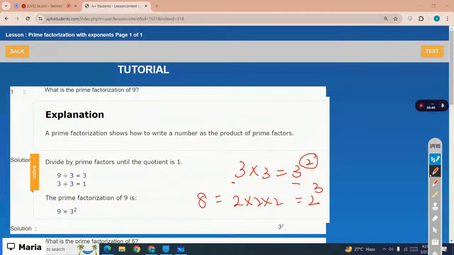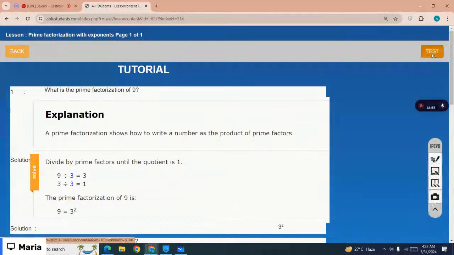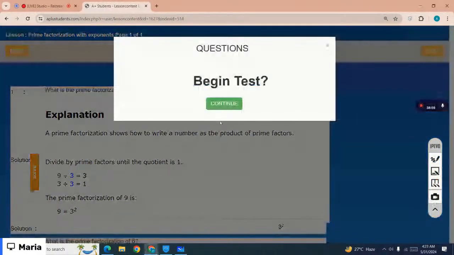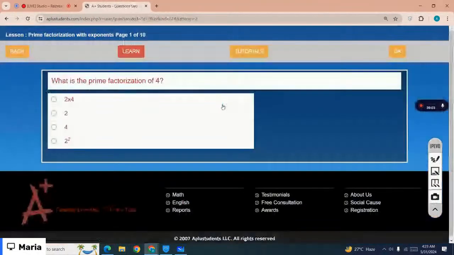Okay, let's just start with the test question. You can just write down the, what is the prime factorization of 4, which is the correct option?